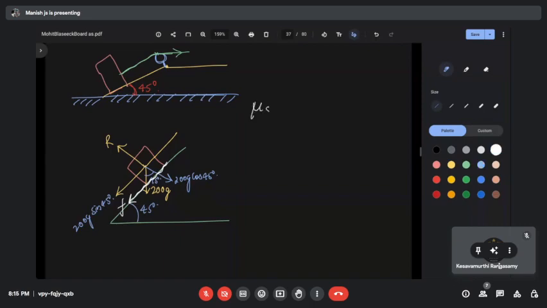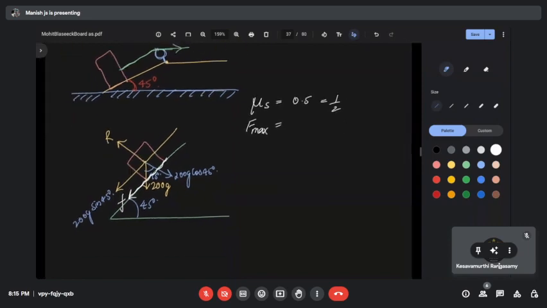They have given that coefficient of static friction is 0.5, which is 1 upon 2. And F max, the maximum force that a person can apply, is also given as 500 newtons, right? These are all the given data. Mass of the block is also given, just 200 kgs. The given data, theta is 45 degrees. So start now writing the expression for this. Once you have all the data, start writing the expression.